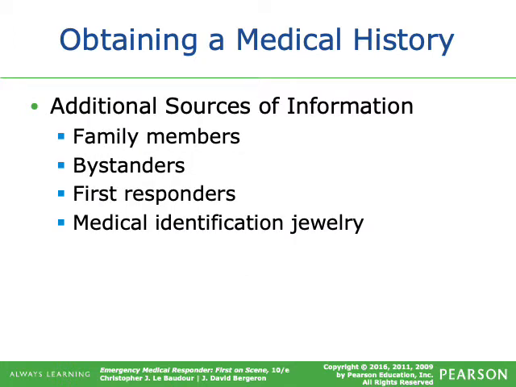All right, some additional places you can get information. If you've got somebody that's unconscious, you can get this from family members, bystanders, other first responders that may have arrived before you, and medical identification jewelry. This is a lot more common than you think.